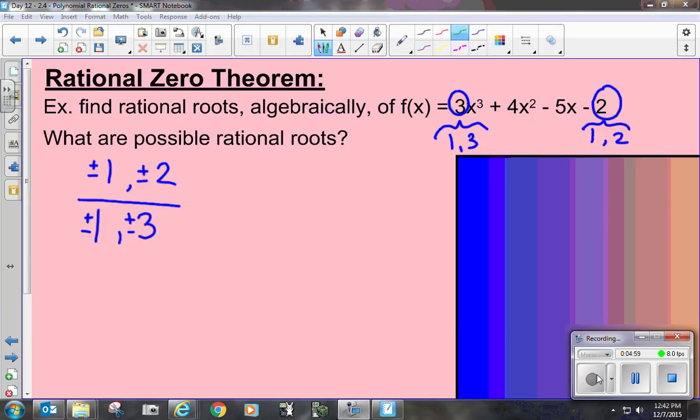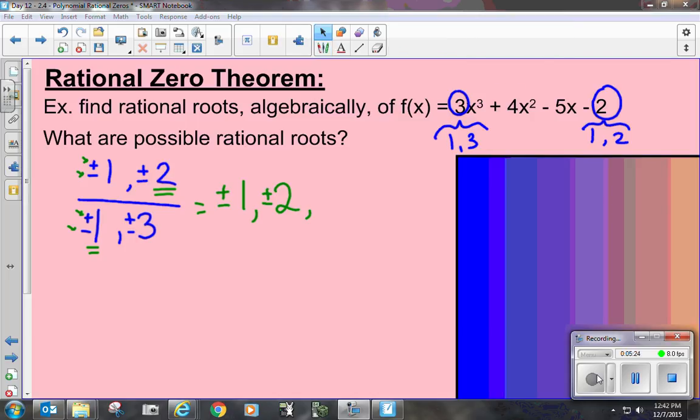Well, I could have positive 1 over a positive 1. And I can have a negative 1 over a negative 1. So I guess I can either have plus or minus 1, because that's 1 over 1. Then I could have 2 on top and 1 on the bottom. That's 2, and it could be plus or minus. Okay. I can have 1 on top and 3 on the bottom.